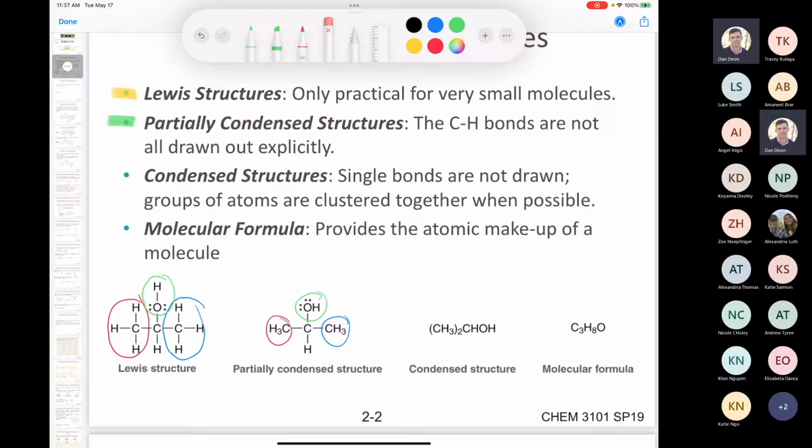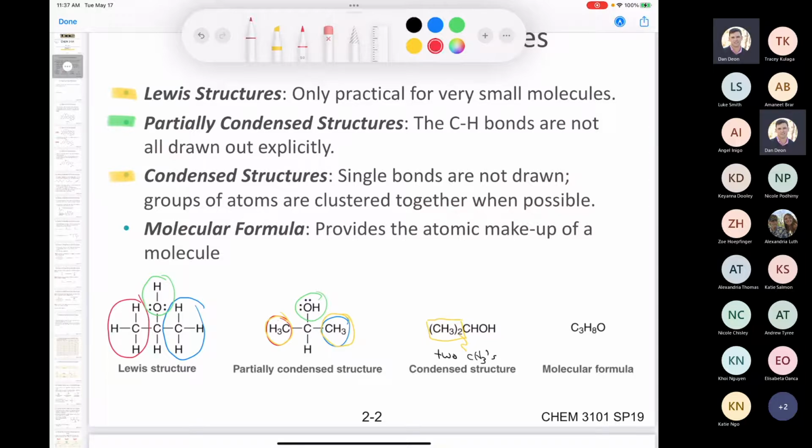Well, if you want to take that idea and extrapolate it, you can write out what's called a condensed structure, which is where we eliminate all single bonds. And when we can cluster or group a bunch of atoms or groups together, we do that. Since we have two CH3 groups, we have the one in the blue circle and the one in the red circle, we can write CH3 and put the two of them in brackets and then write a 2 over here as a subscript outside of the bracket, and that refers to the fact that there are two CH3s in the molecule.